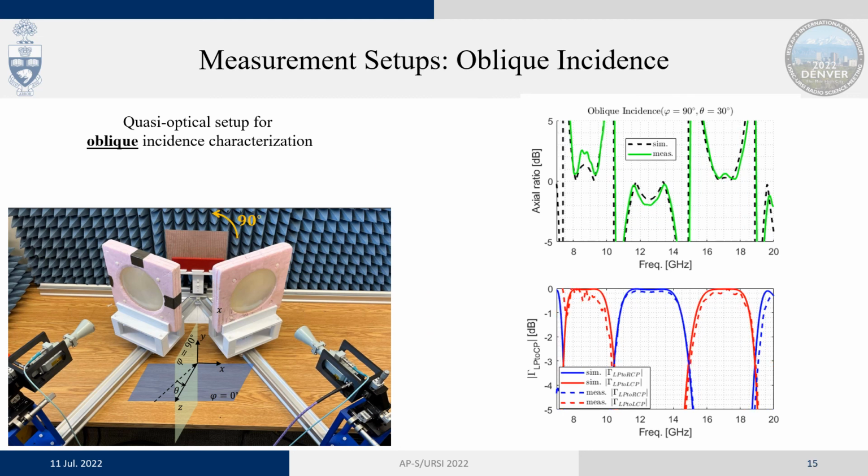To measure the reflection coefficients under oblique incidence in the other plane, we rotate the polarizer by 90 degrees. Again, you can see that the simulated and measured results match perfectly, and the circular polarization is switched between the bands.